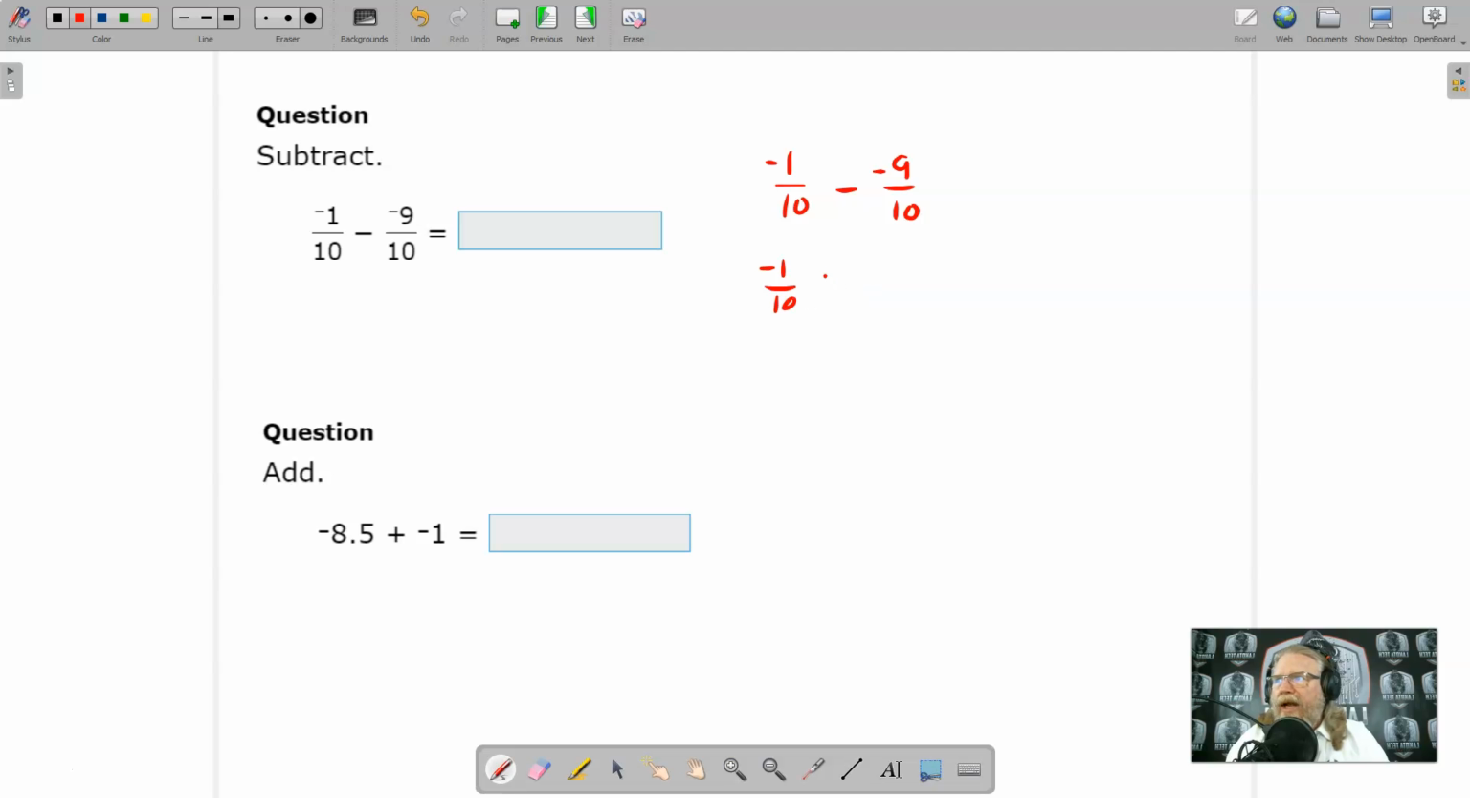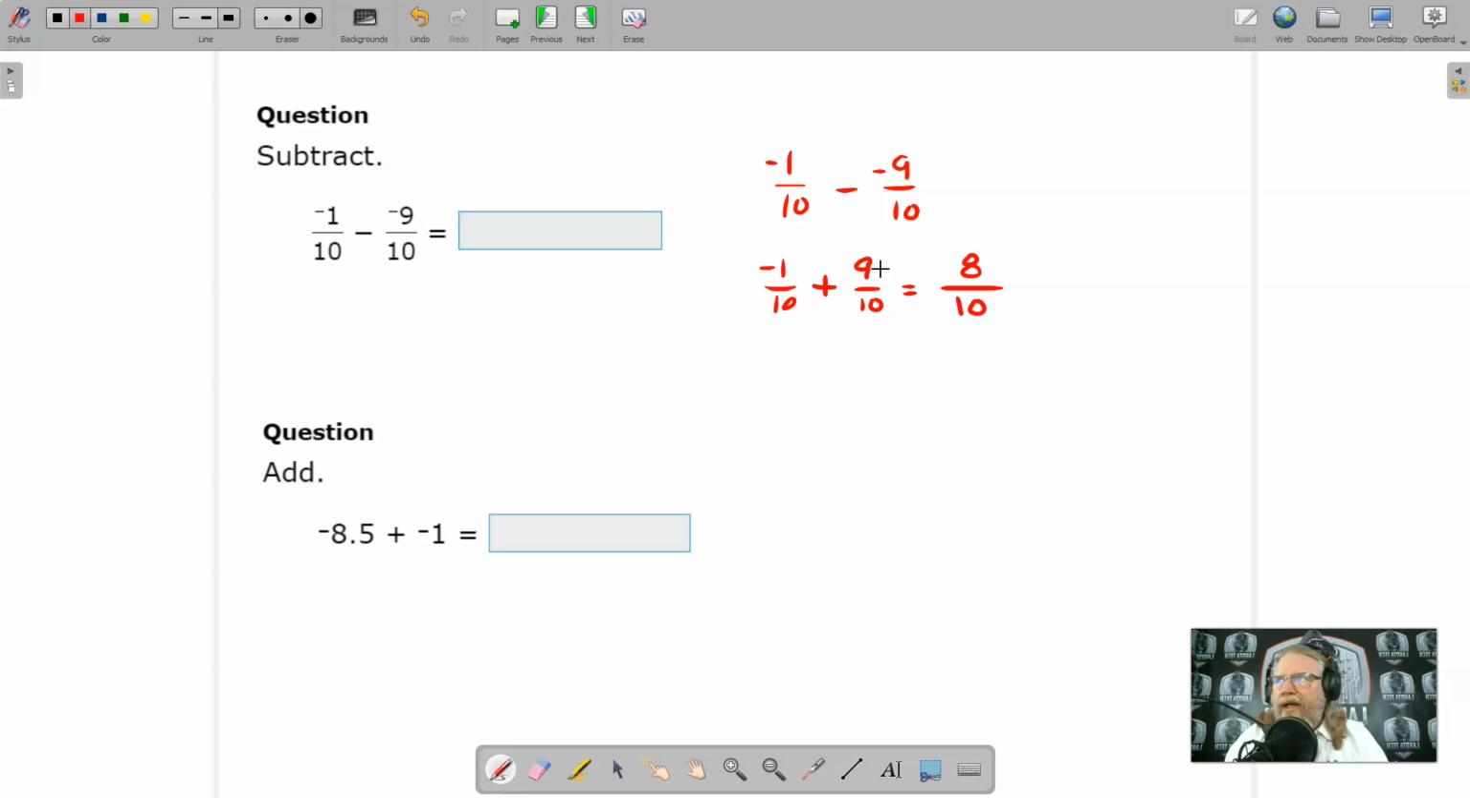Let's change the subtraction to addition. We've done this in a previous activity, right? Then take the opposite of the number that follows the sign that we changed. So subtraction to addition, negative 9/10 becomes a positive 9/10. We do have like denominators, so we're just going to leave the denominator as 10. Negative 1 plus 9 would give us a positive 8, right? It's a negative and a positive number.